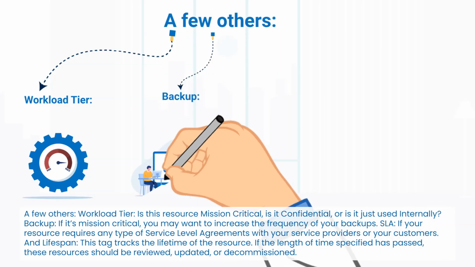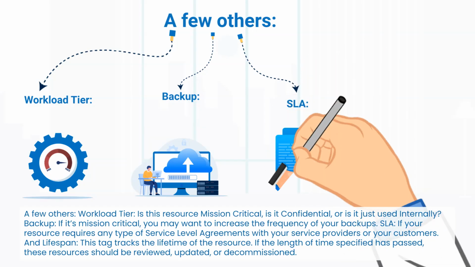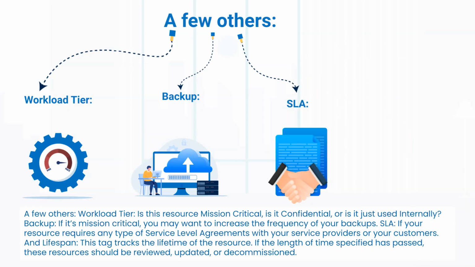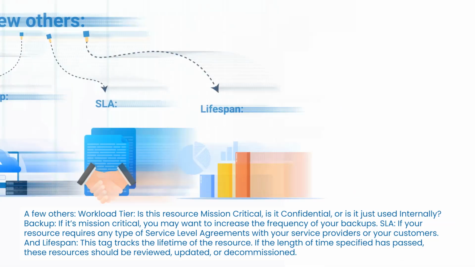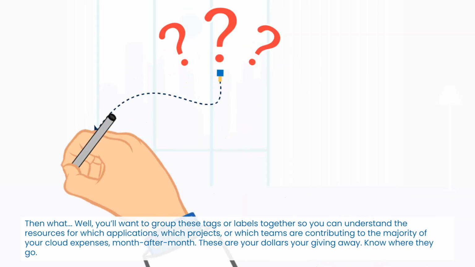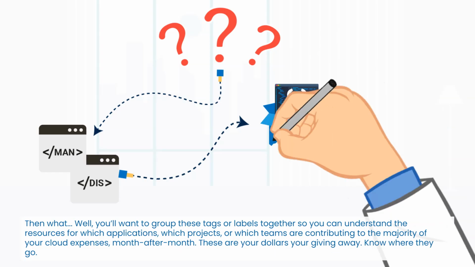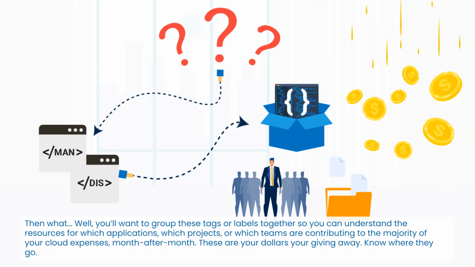Backup. If it's mission critical, you may want to increase the frequency of your backups. SLA. If your resource requires any type of service level agreements with your service providers or your customers. And lifespan. This tag tracks the lifetime of the resource. If the length of time specified has passed, these resources should be reviewed, updated, or decommissioned. Then what? Well, you'll want to group these tags or labels together so you can understand the resources for which applications, which projects, or which teams are contributing to the majority of your cloud expenses, month after month. These are your dollars you're giving away.